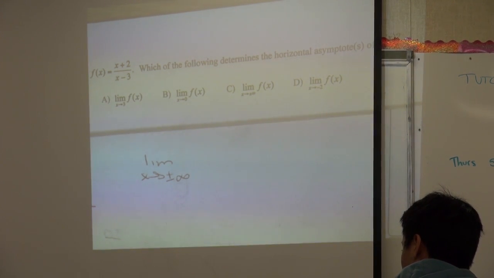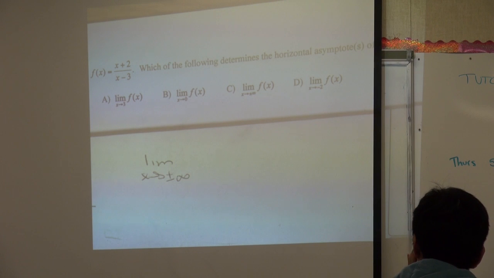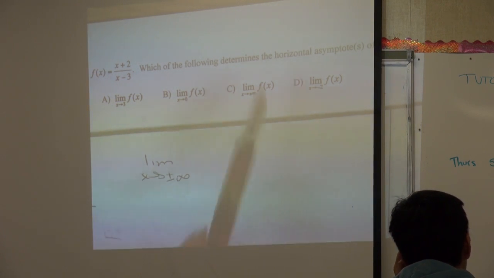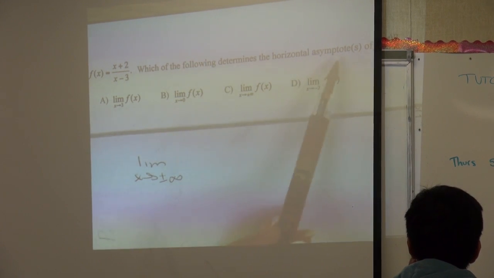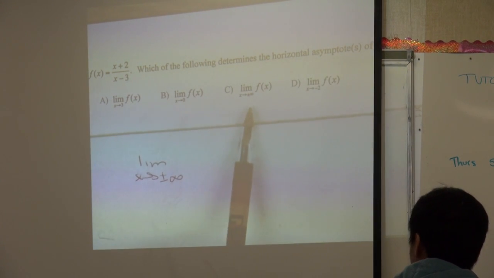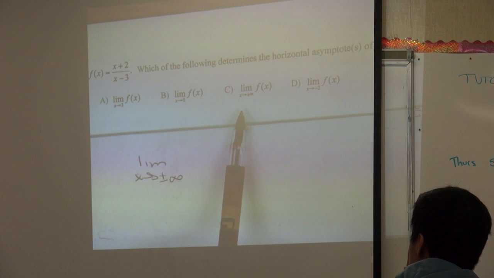This problem actually says positive and negative infinity, but it's really small. I can't see it too well. Makes me nervous. It's too small to see. Okay, so what kind of limit determines a horizontal asymptote? A limit at x approaching positive and negative infinity.